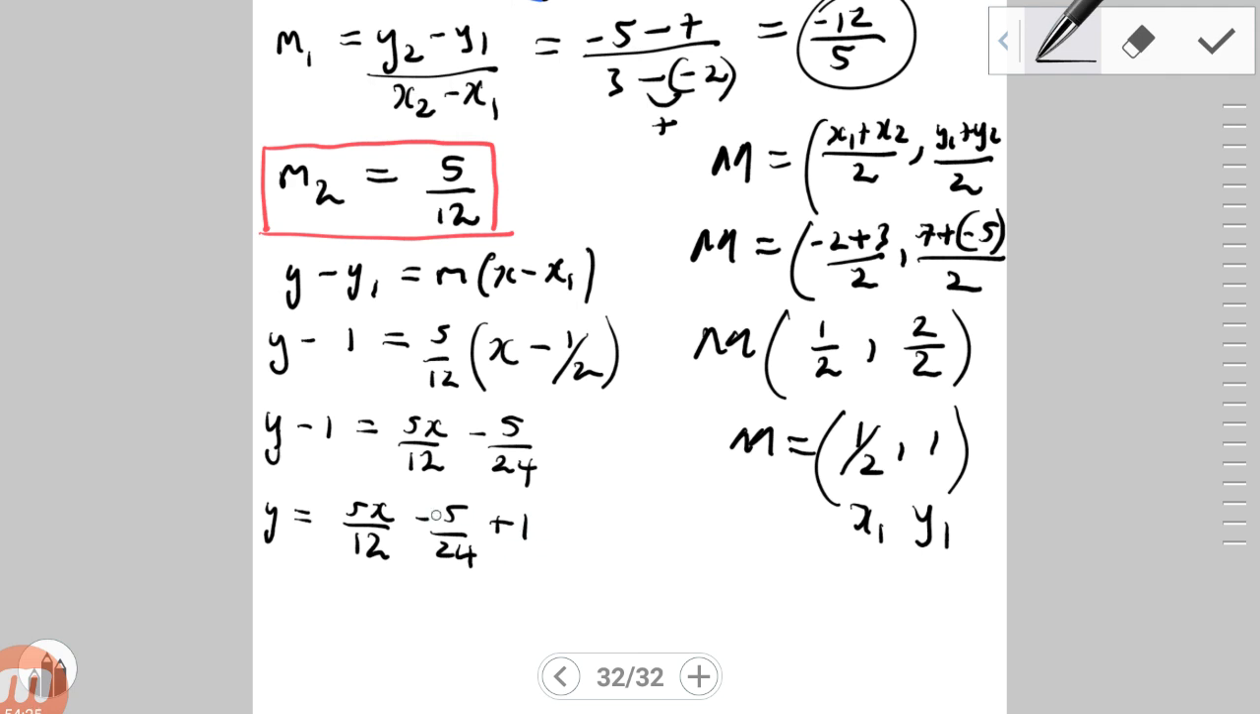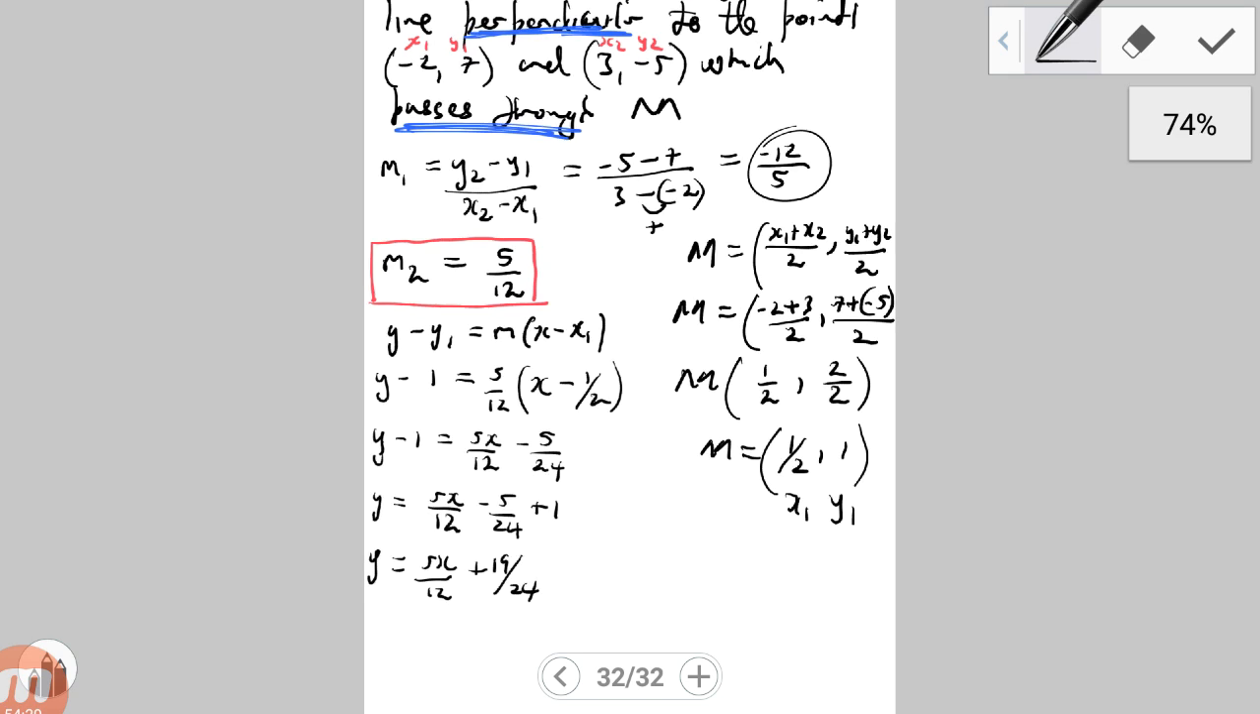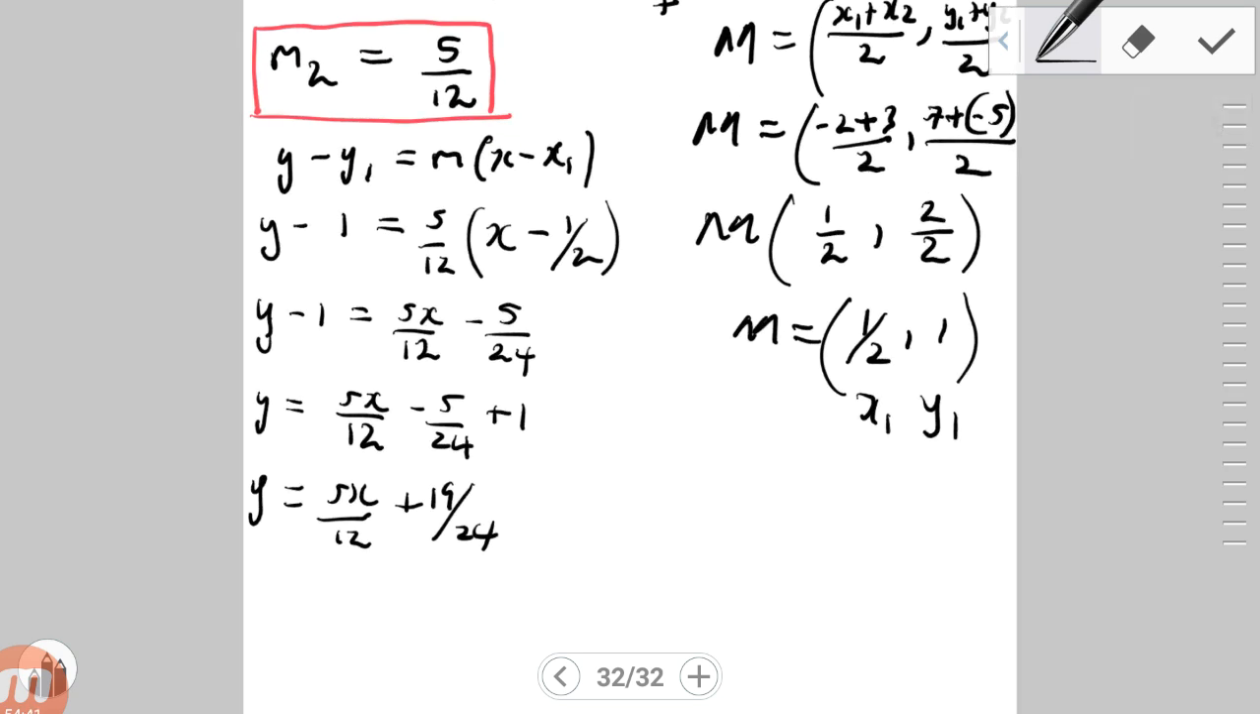And of course we can simply work this out. y is equal to 5x over 12, and when we work this out, you're going to find that the answer is actually 19 over 24. And that there is the equation of the line. When you work this out, let me know if you got 19 over 24. Put the 1 over 1 and find the LCM, or you do the butterfly method. You should get 19 over 24.